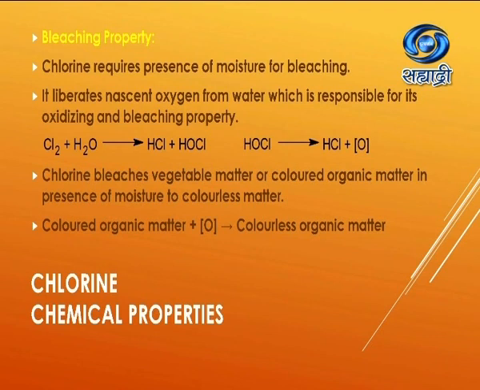It liberates nascent oxygen from water, which is responsible for its oxidizing and bleaching property. So Cl2 plus water gives HCl plus HOCl. HOCl is hypochlorous acid. So this HOCl decomposes to HCl and nascent oxygen. This nascent oxygen is responsible for bleaching. Chlorine bleaches vegetable matter or colored organic matter in presence of moisture to colorless matter. So colored organic matter plus nascent oxygen gives colorless organic matter.